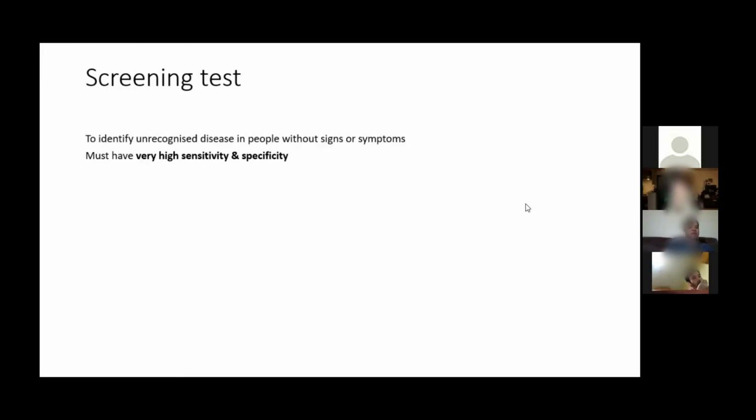Okay, so next, screening. This is a very common FRCS question. How can you do a screening test? Number one, identify and recognize disease in people without signs and or symptoms, must have very high sensitivity and be very specific. What is the WHO guidelines for a screening test?